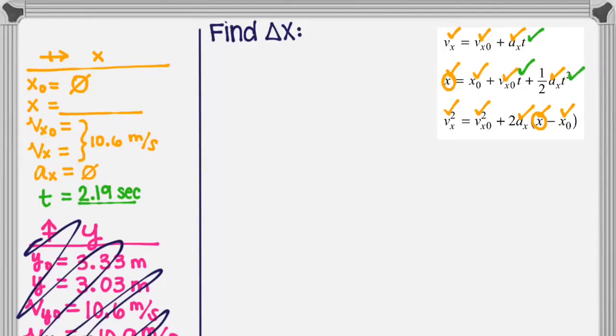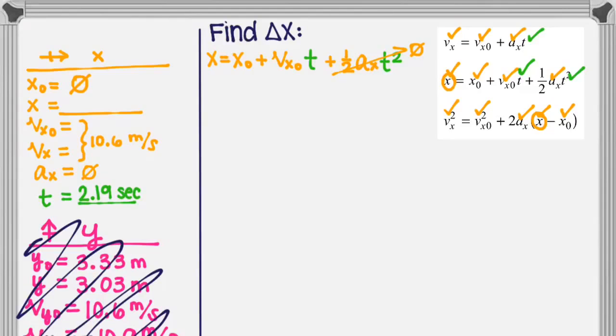It's the middle one that's going to work for us. So I'm going to go ahead and write that down. X equals x naught plus Vx naught multiplied by time plus half of Ax multiplied by time squared. And again, that entire last term goes away because a is 0. One half times 0 is 0. 0 times t squared is 0. Anything times 0 is 0, so that whole term goes away.